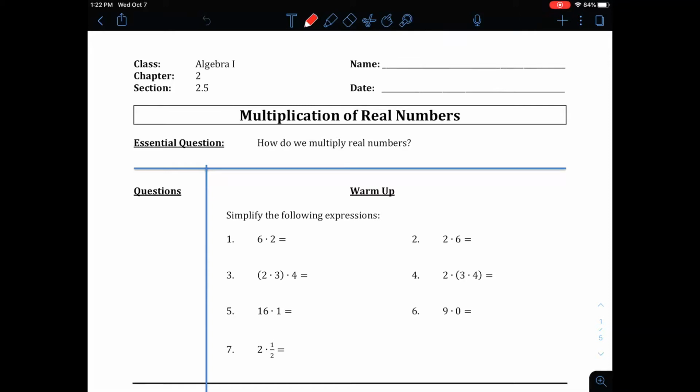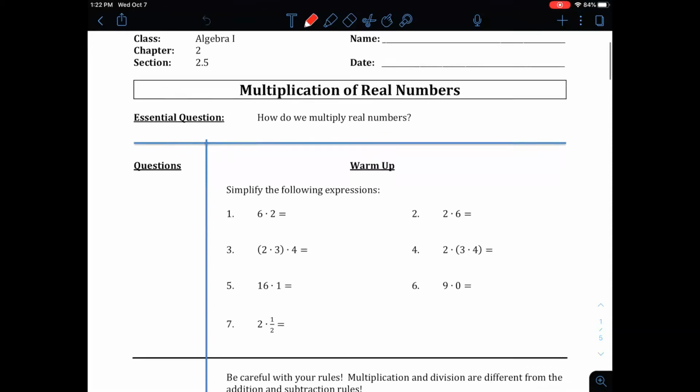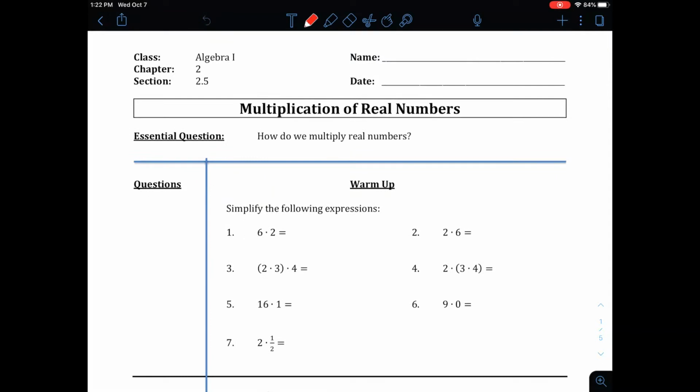We are working with multiplication of real numbers today as Section 2.5, and our essential question is, how do we multiply real numbers? So we have a warm-up. Go ahead and solve all these questions here, which we'll come back to later in the lesson, but for now, just go ahead and solve those questions.